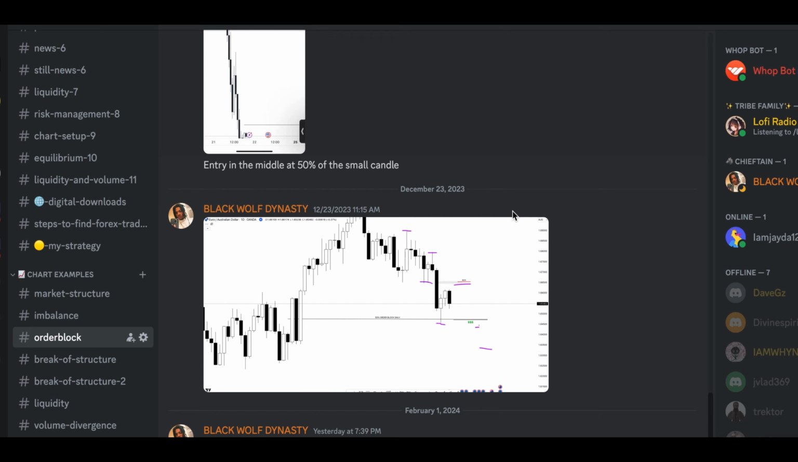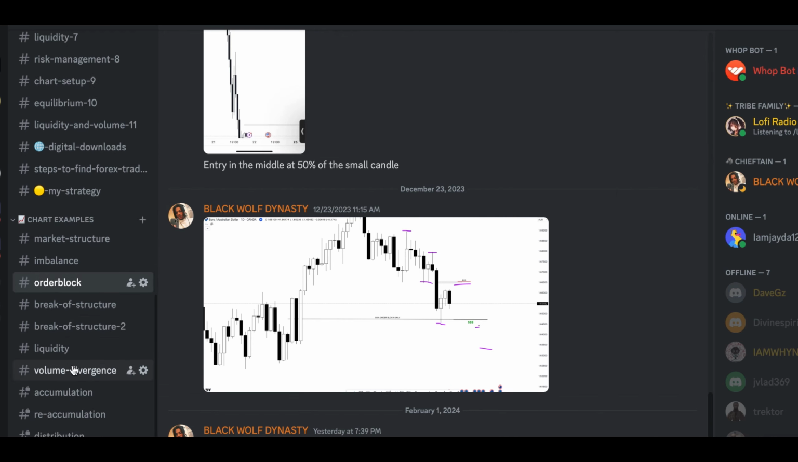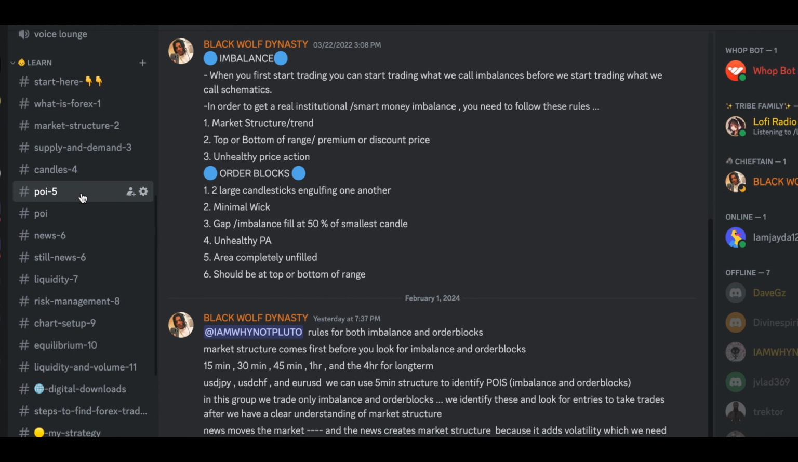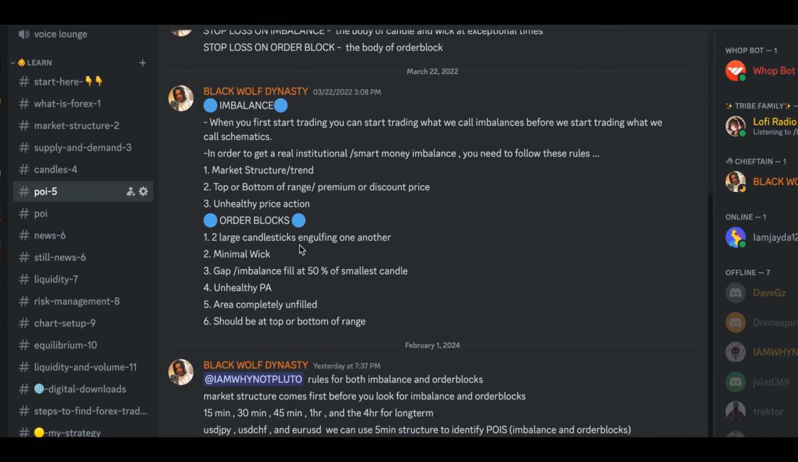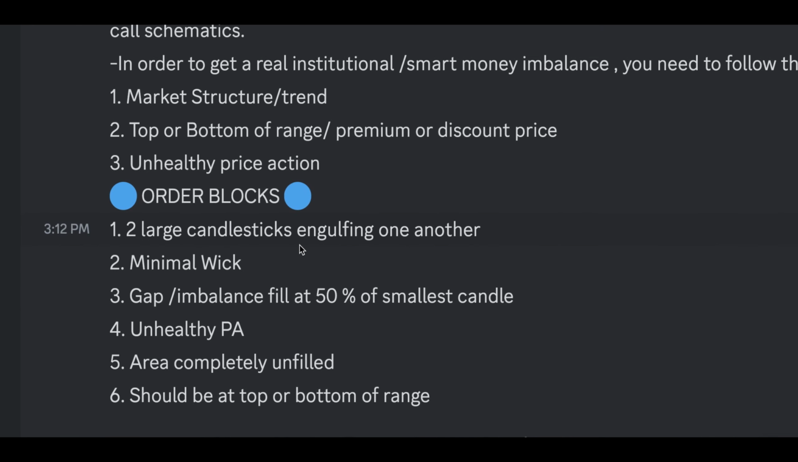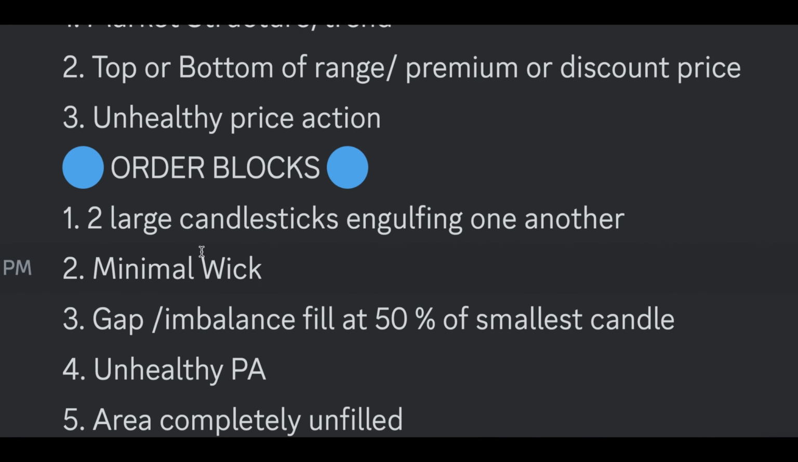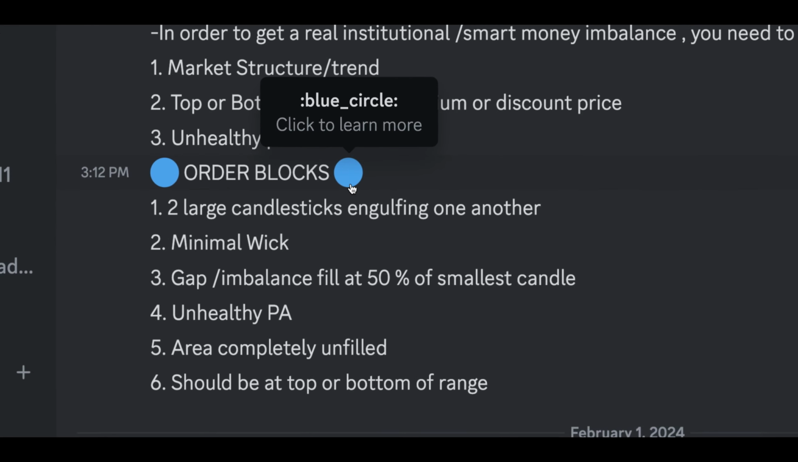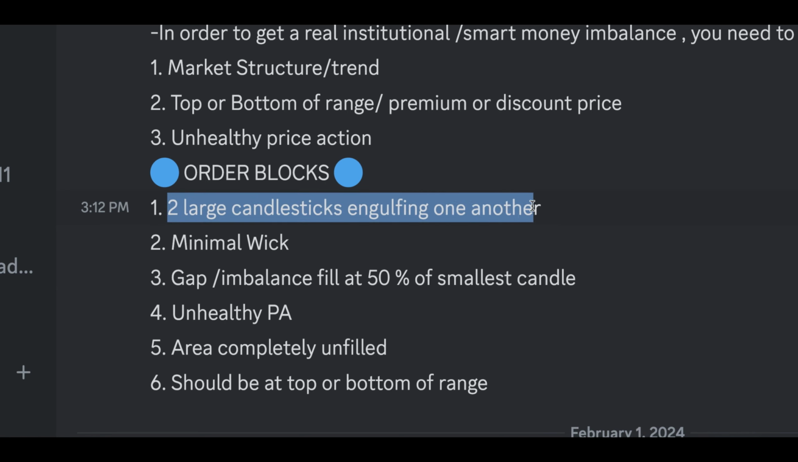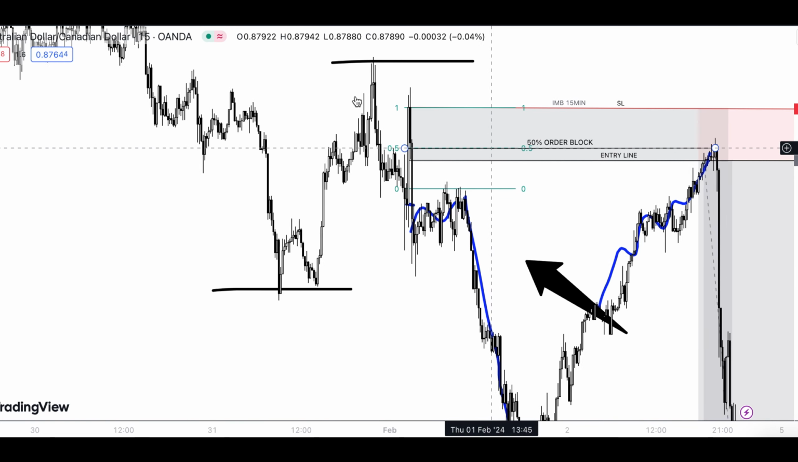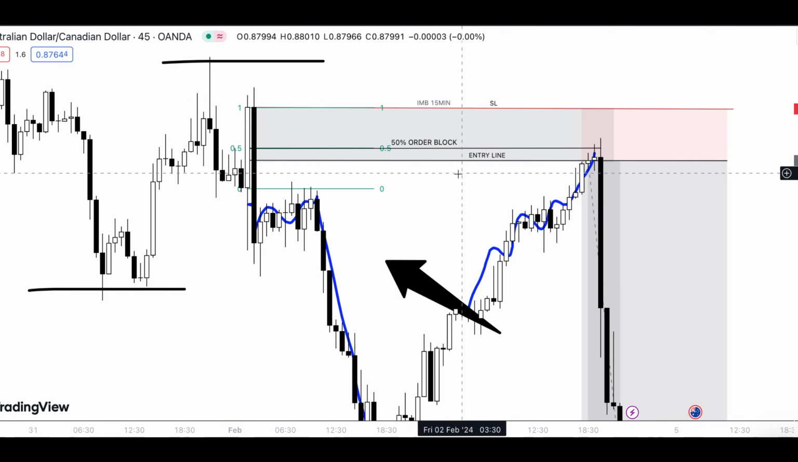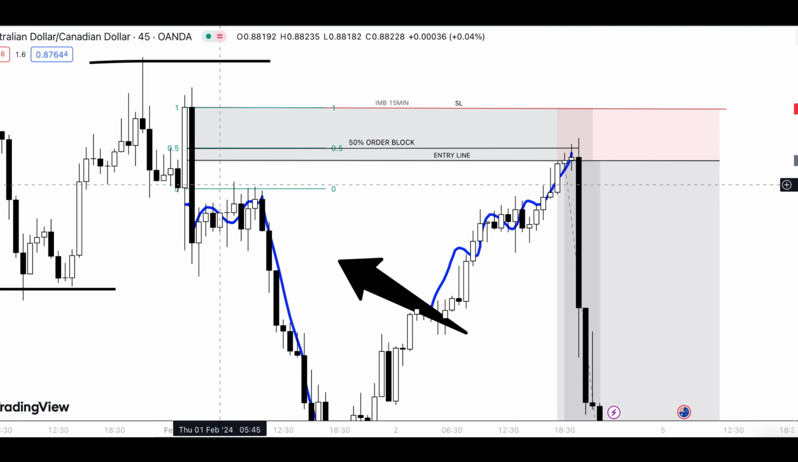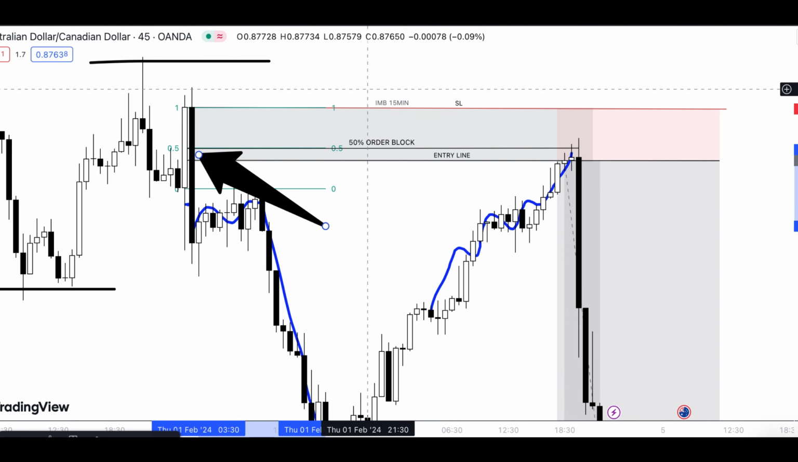And so in our group, you can come to the POI section, and look at the rules for order blocks and imbalances. Let's look at order blocks first. The first rule is you need two large candlesticks engulfing one another, and we got that here. If we look at this on the 45-minute, we had two large candlesticks engulfing one another. The black candle was engulfing this white candle there.